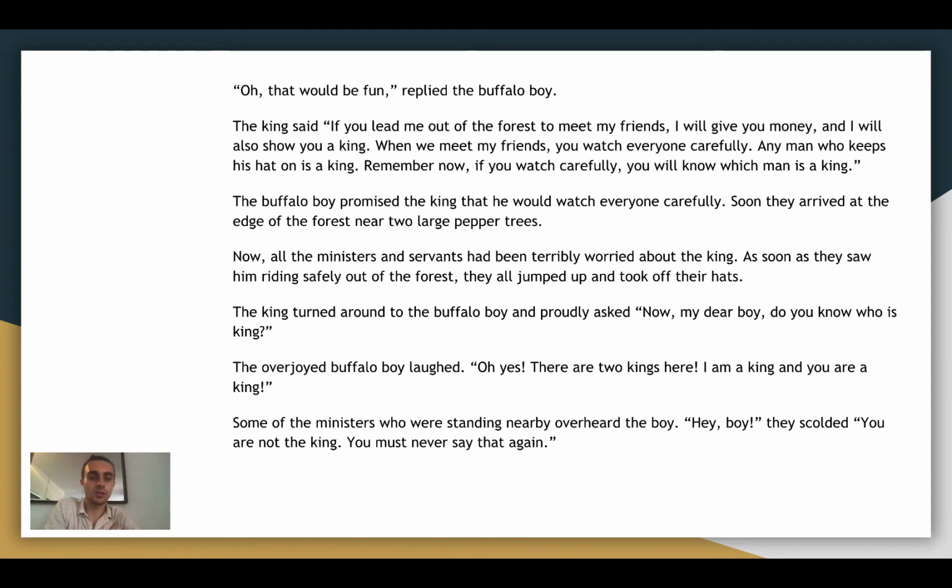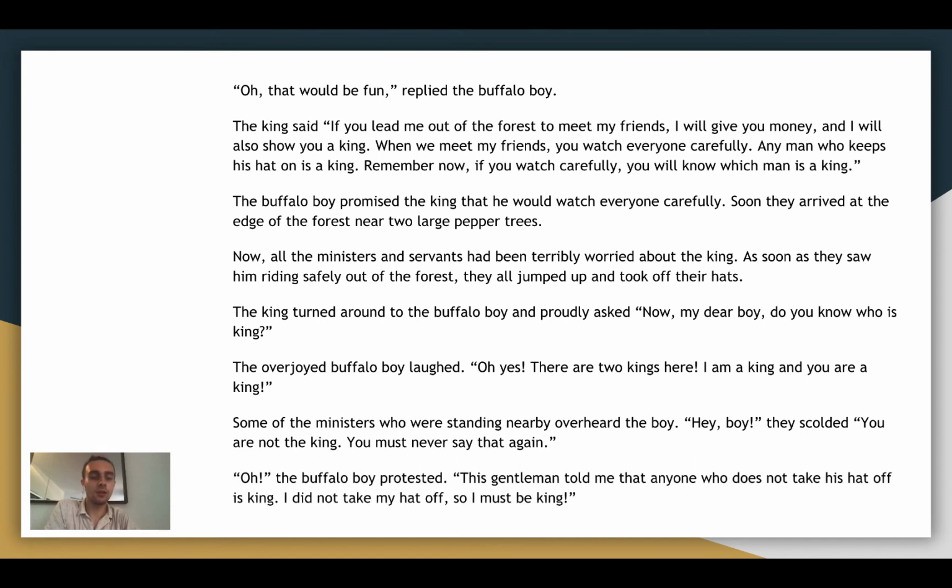Some of the ministers who were standing nearby overheard the boy. "Hey boy," they scolded, "you are not the king. You must never say that again." "Oh," the buffalo boy protested, "this gentleman told me that anyone who does not take off his hat is a king. I did not take off my hat, so I must be king."